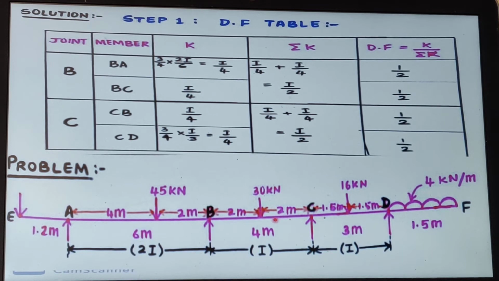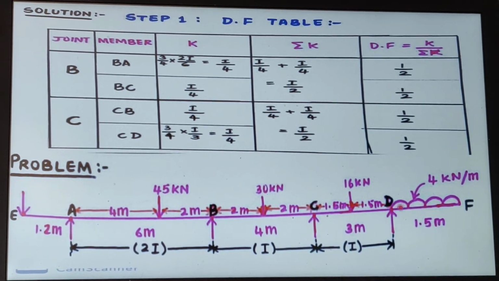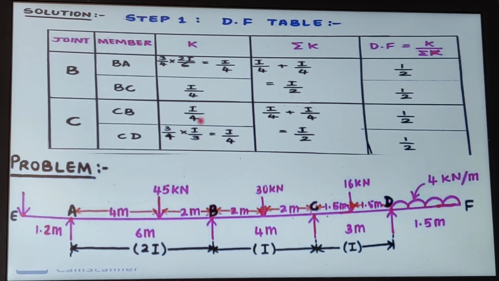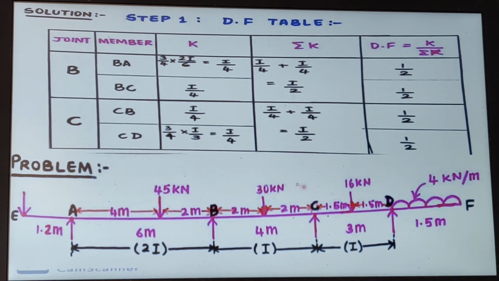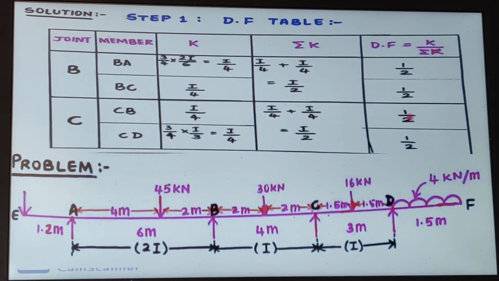At C again you have two members, BC and CD. The CB is fixed, so you use I by 4, and CD is hinged, so you use 3/4 into I by 3. That will give you I by 4 again. Similarly you will get 1 by 2, 1 by 2.